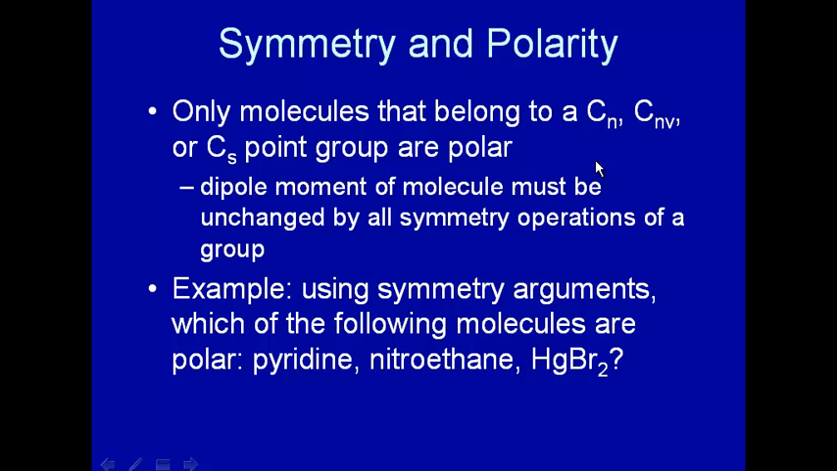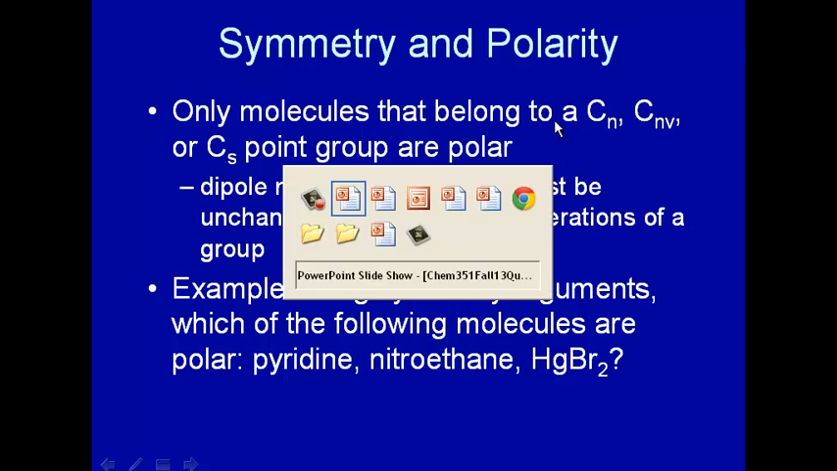Symmetry can be used to determine whether a molecule is polar or not. Let's just review what we mean by polarity. Take HCl. This is more electronegative, so you have a partial negative charge here and a partial positive charge here. This is a polar molecule. It has a polar bond.